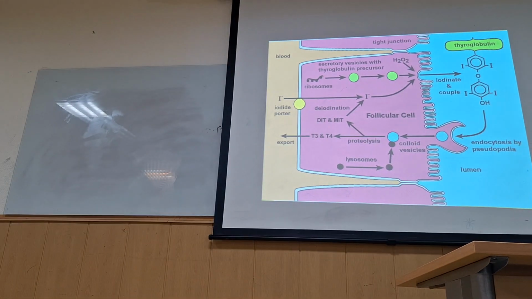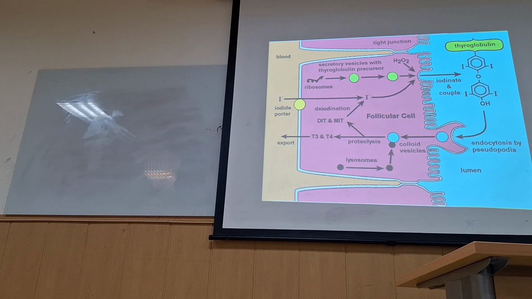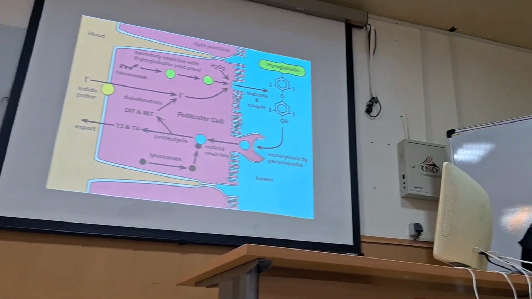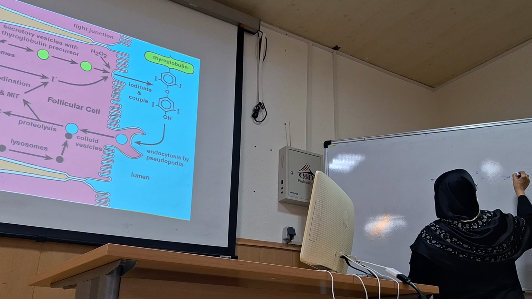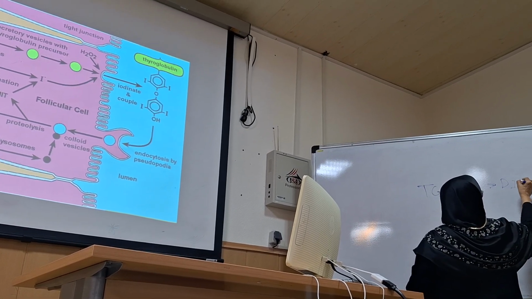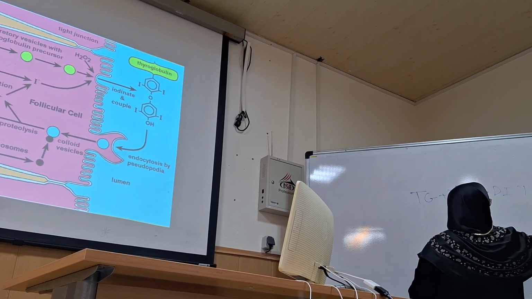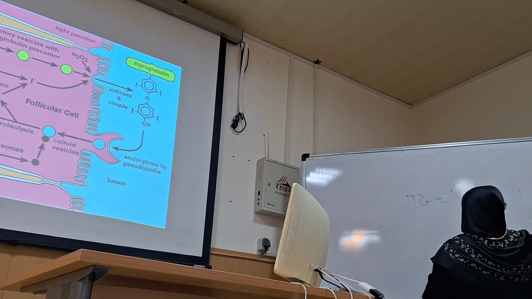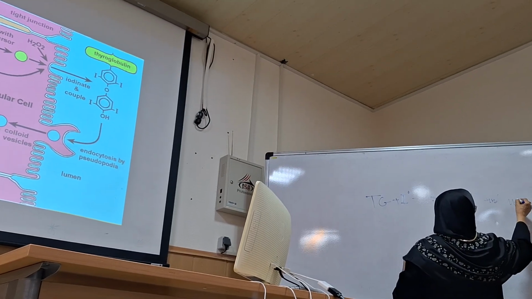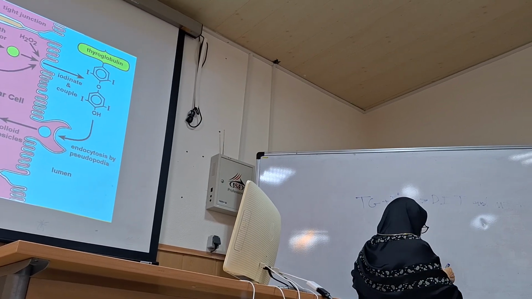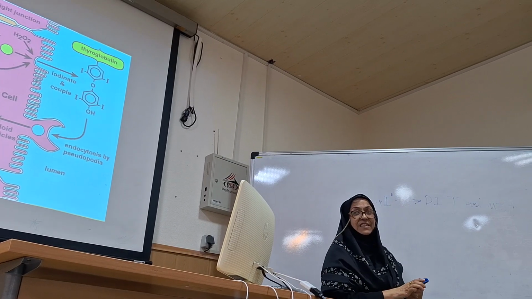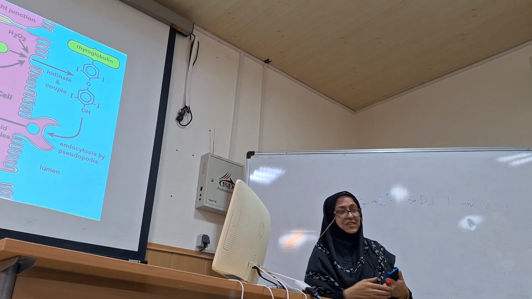When thyroglobulin convert to neutralize iod, convert to DIT and, okay, MIT. DIT is diiodotyrosine.